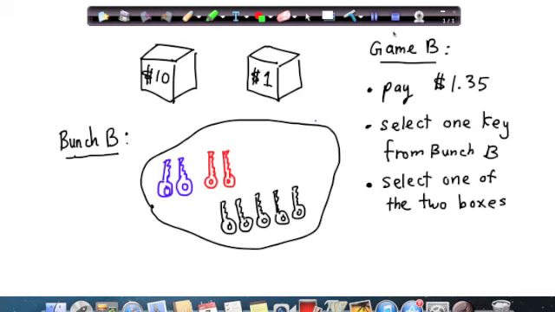In the following game B, the player will pay a fee of $1.35, and then the player will select 1 key from the bunch of keys, followed by selecting one of the 2 boxes. If the selected key opens the selected box, then the player will keep the money inside the box.